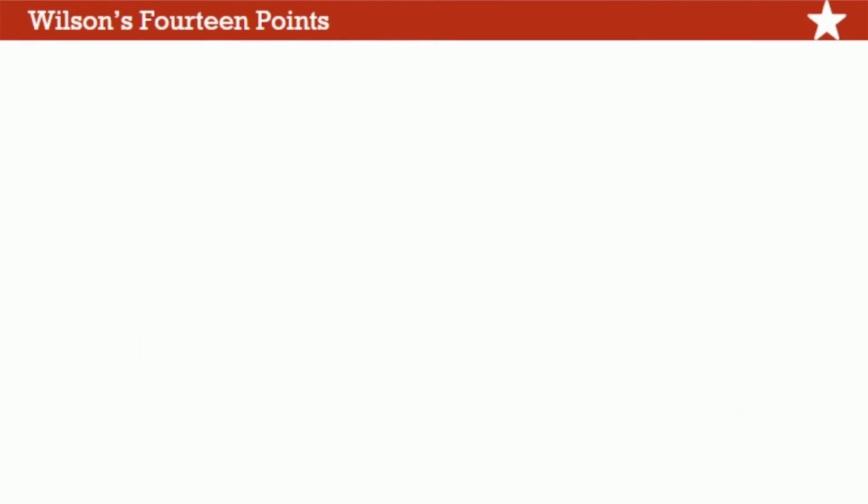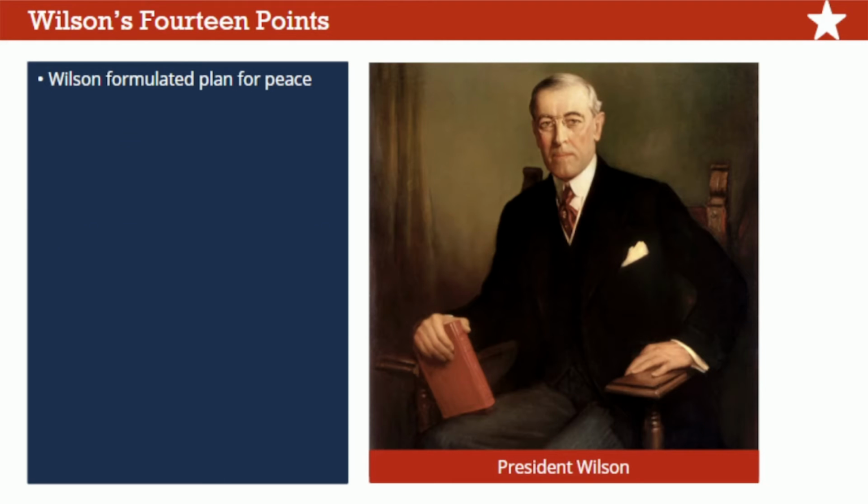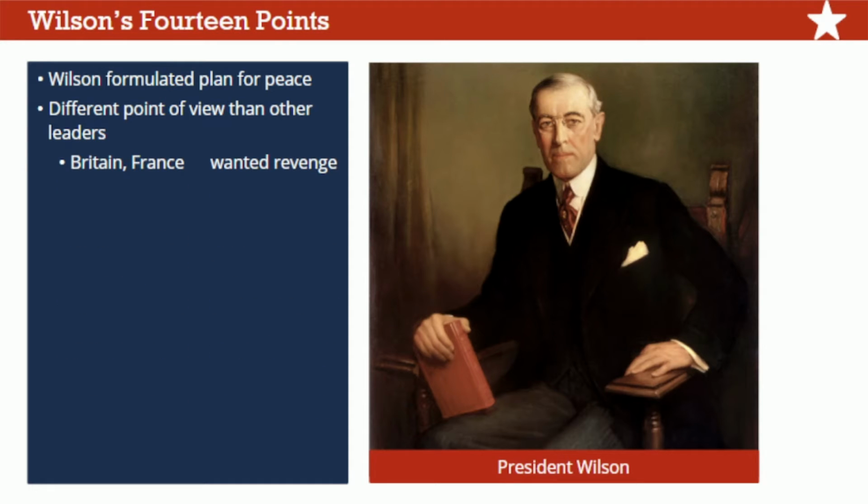As the war still raged, Woodrow Wilson formulated his plan for peace when it was over. Wilson had a different point of view than the other Allied leaders, who included the prime ministers of Great Britain and France. Those men led nations who had been at war for years. They had lost hundreds of thousands of brave young men already.